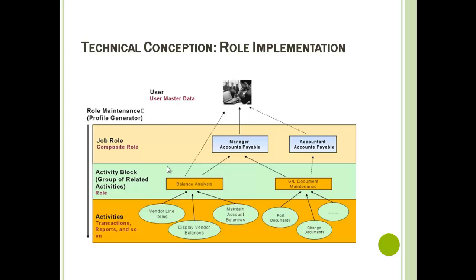Okay, next one is the technical concept of role implementation. Let's assume this is the user. What is directly assigned to the user will be a composite role, or we can call this a job role. Job role means a position based authorization concept or a function based authorization concept.